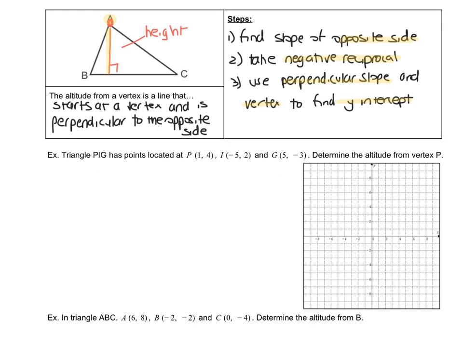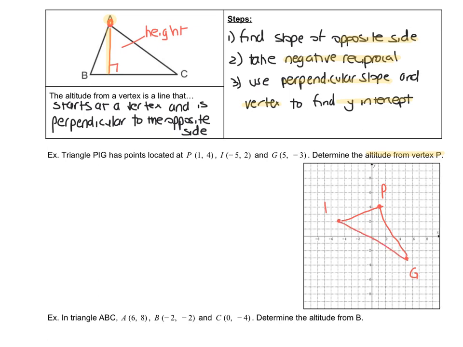So we have triangle PIG and it has the following 3 coordinates, and we want to find the altitude from vertex P. So we're going to start off by plotting these points just to get a visual of what the altitude would look like in the triangle. So 1, 4 for P, -5, 2 for I, and 5, -3 for G. And I will just connect these points. If you have a ruler, that would be great.